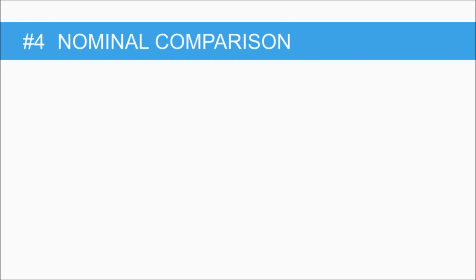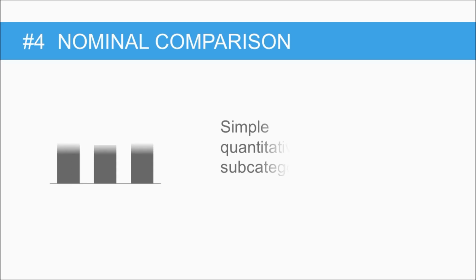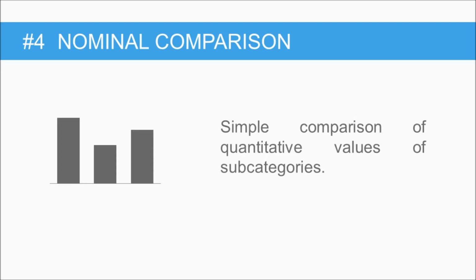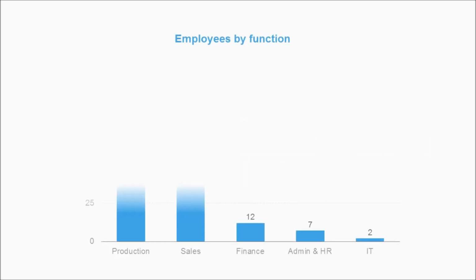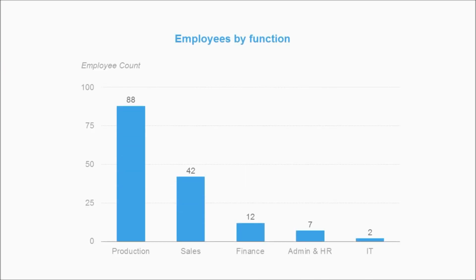Fourth one is nominal comparison. It is a simple comparison of quantitative values of subcategories. For example, comparison of the number of employees in each function of a company.